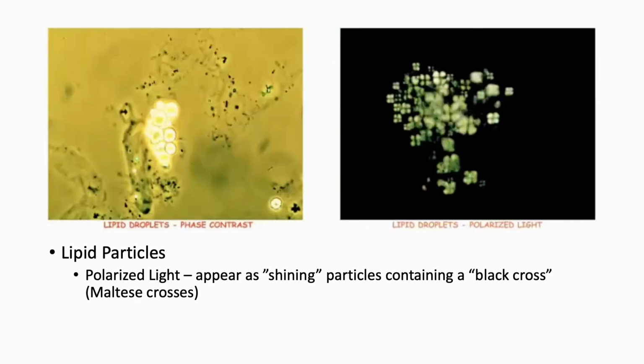So polarized microscopy is a technique that exploits optical properties of anisotropy, which represents differences in the physical properties like absorbance, refractive index, and densities. This will reveal detailed information about a particular structure and its composition. So for instance, here we see the lipid particles appearing as shining particles containing a black cross or the Maltese cross, which allows identification of atypically appearing lipid particles.